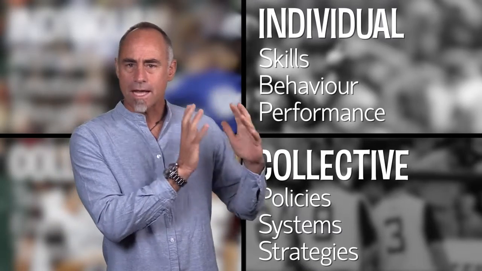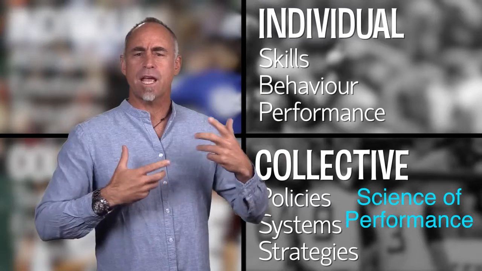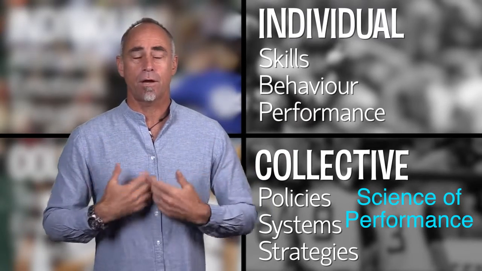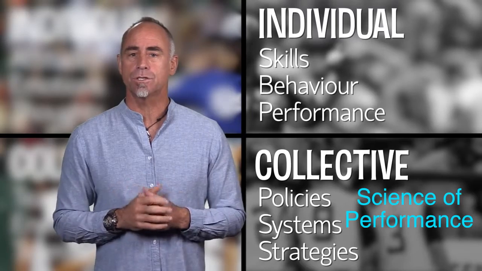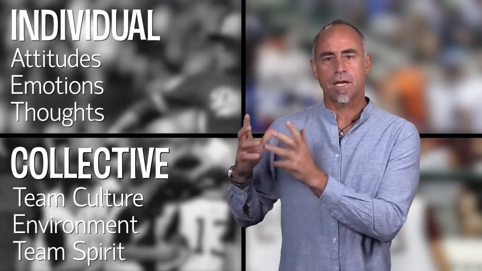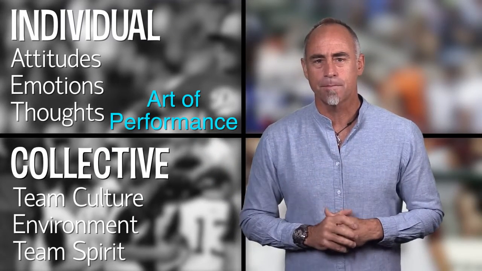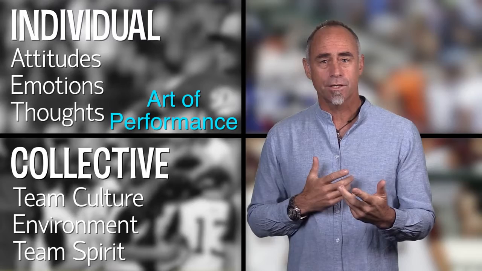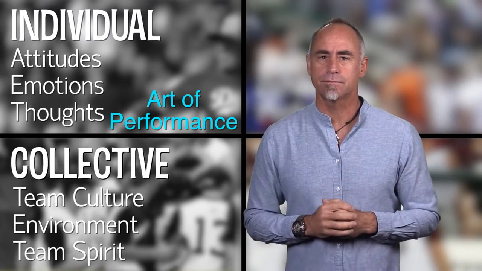The 2 right-hand quadrants are what I call the science of performance, which is everything that can be measured and which currently enjoys the lion's share of most coaching approaches and coaching courses. The left-hand side covers the art of performance, also referred to as the soft skills, which are more difficult to measure and which generally receive less attention than the science.